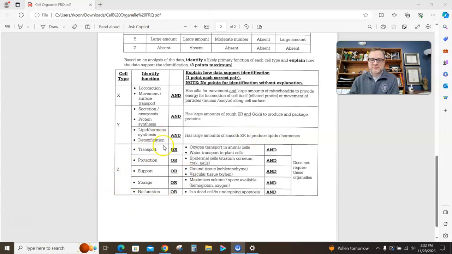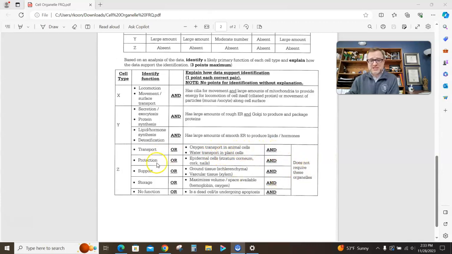And for Z, there were 5 different things that they took, at least on the rubric. So my first thought was, and if you look at how the rubric is arranged, here I have, you could say this or this, and the fact that it doesn't require organelles. So the cell could have no function, or you could say the cell is dead, or doing apoptosis because you don't need organelles if you're dead. Transport was one thing they accepted. Oxygen transport in plant cells, water transport in animal cells, water transport in plant cells like xylem because you don't need organelles to do that.